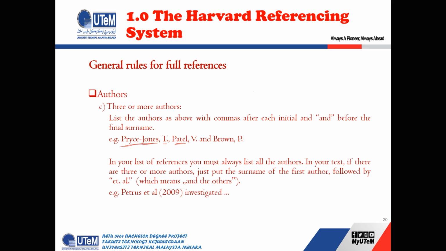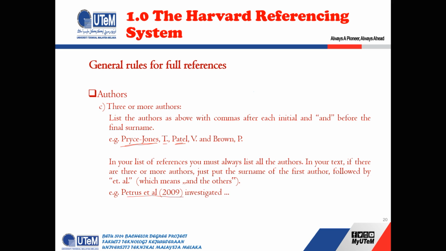In your list of references you must always list all the authors if there are three or more. So in the list, if there are, let's say, 3, 4, 5 or 6 authors, you have to put all of them in the referencing list. But when you are mentioning them in the text, you don't need to mention more than 2 or 3 authors, but it depends on what referencing style you use. So when you are writing in the text, you can mention it as Petrus et al.